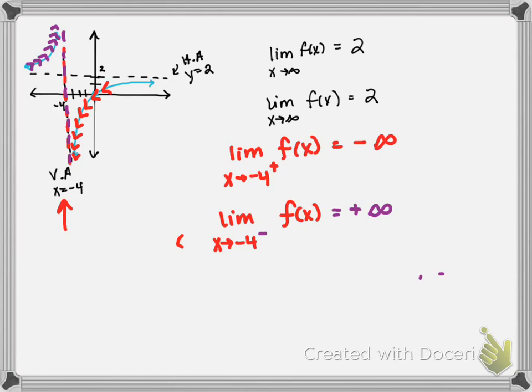So sometimes the limits, as you approach values from one side or the other, will go in different directions. Sometimes they'll go in the same direction, but you have to be able to approach it from the left and from the right to be able to get the right answer.